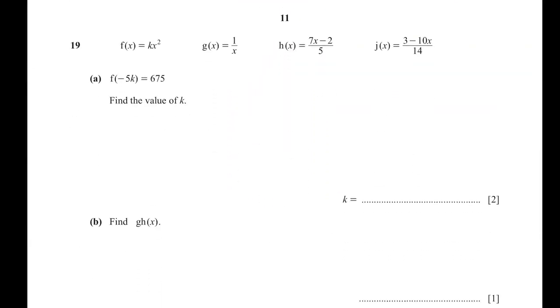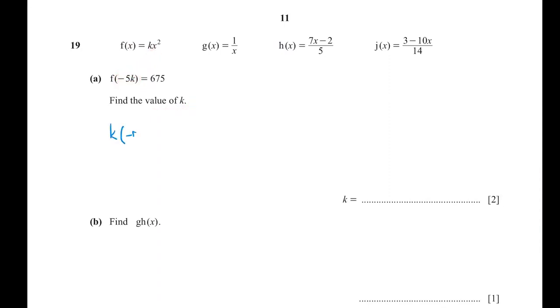Number 19, f(x) is equal to kx squared, g(x). Okay, so all of these things are what we call functions. When you're dealing with functions, all you need to do is plug in the figures where they belong. So look at this f(x) here. They're asking you to put this whole thing into this x here. They ask you to find the value of k. So right, just put it in.